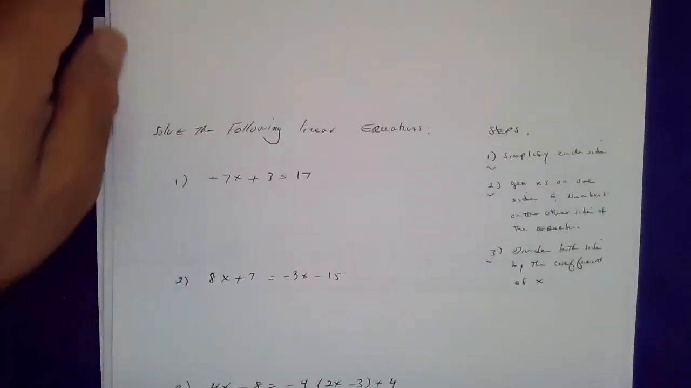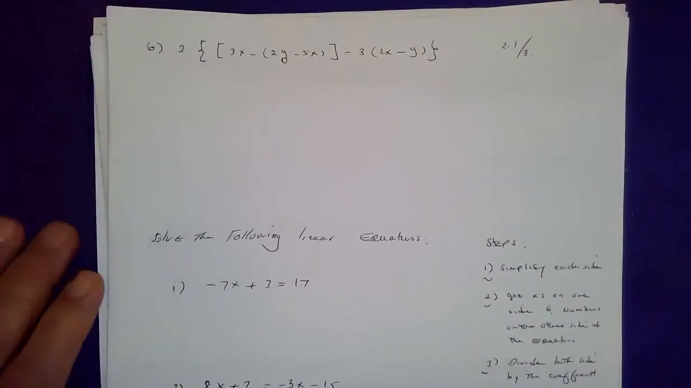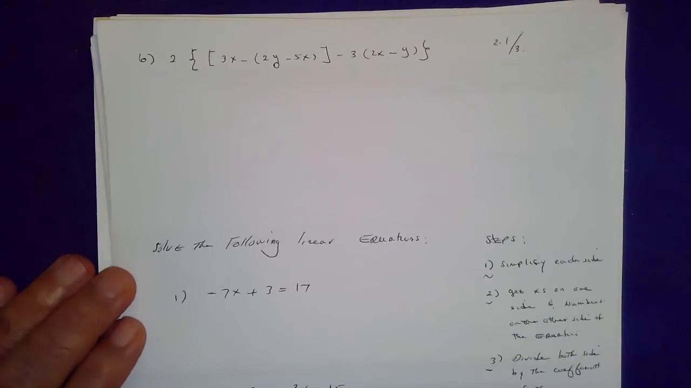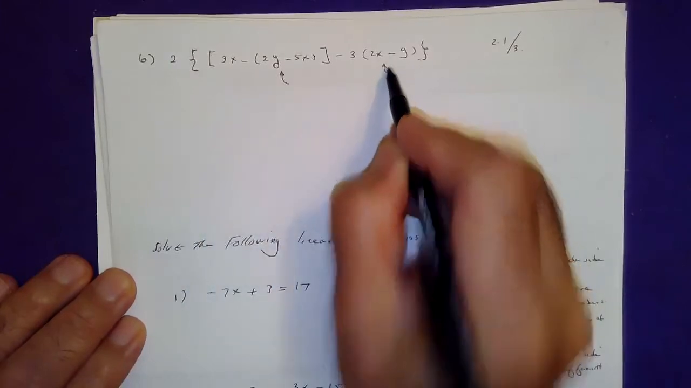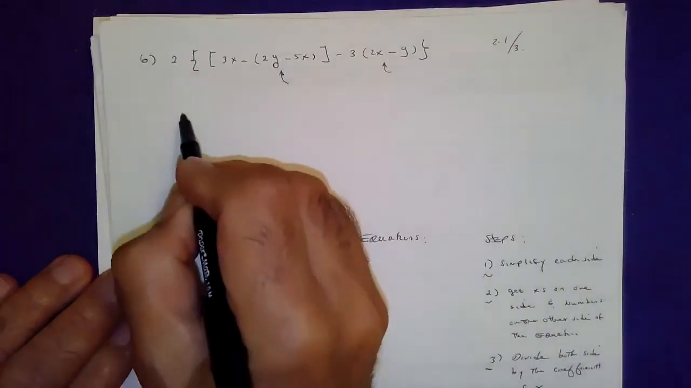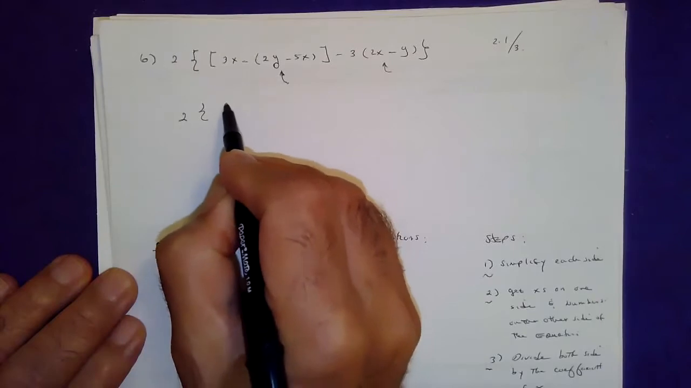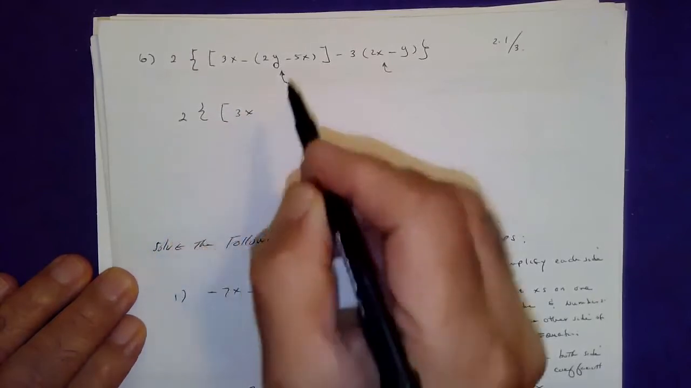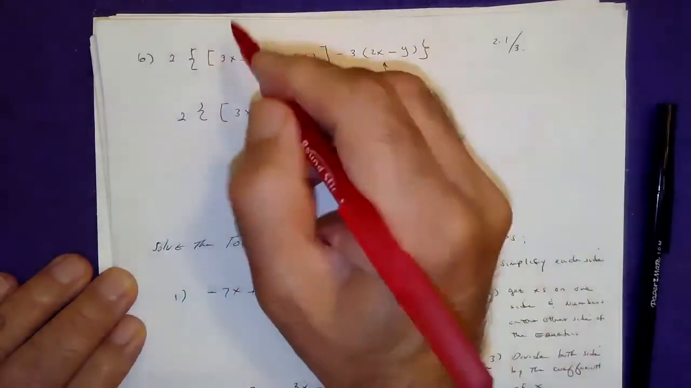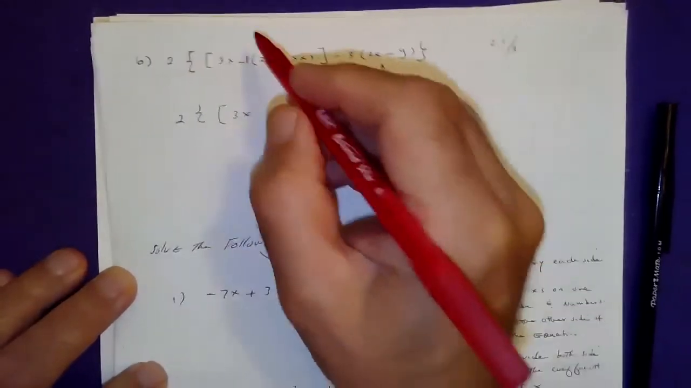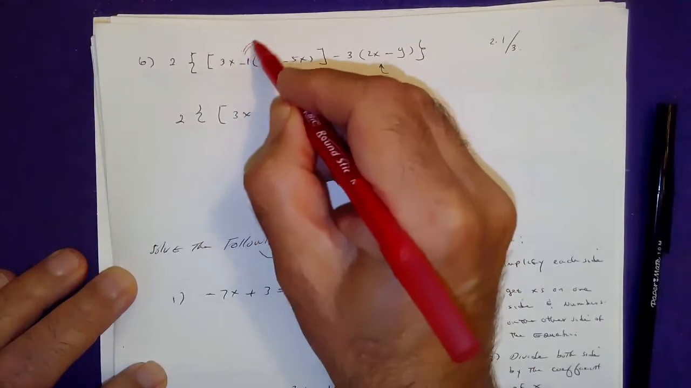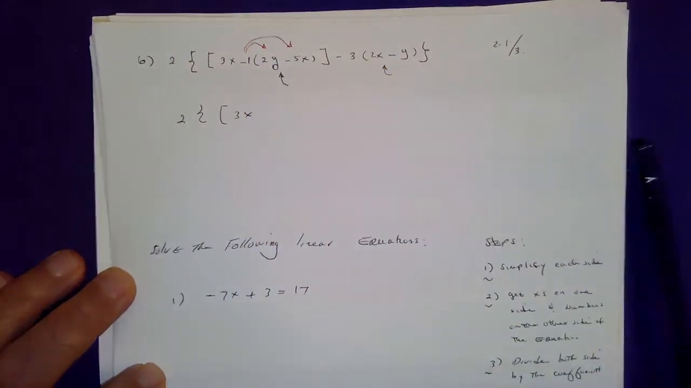Okay, then we have what? An expression with parentheses, brackets, and braces. Remember, we start with the innermost parentheses first. So you kind of go 2 braces, brackets, 3x. Remember, there's an invisible negative 1 here. So to remove the parentheses, I need to distribute negative 1 by 2y minus 5x.